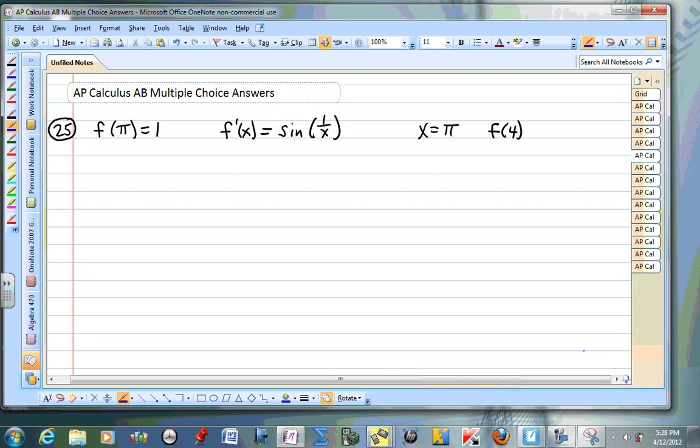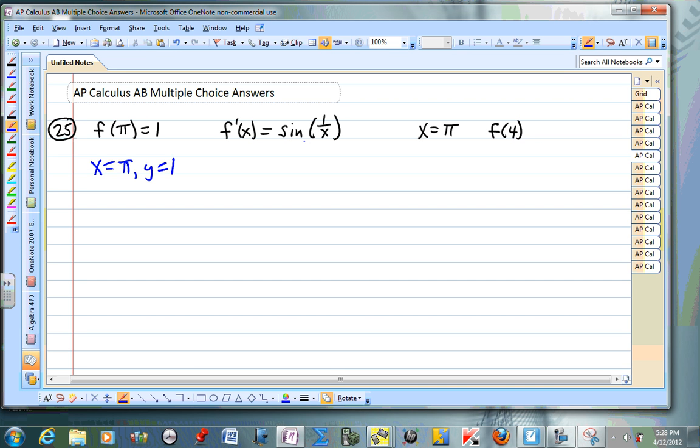Well, in problem number 25, we're allowed to use our calculator. So we're going to be using our calculators in just a little bit. They tell us that the function f is defined for every x greater than 0. They tell us that f of pi equals 1. So that tells us that when x equals pi, the y value is 1. So we have an ordered pair.